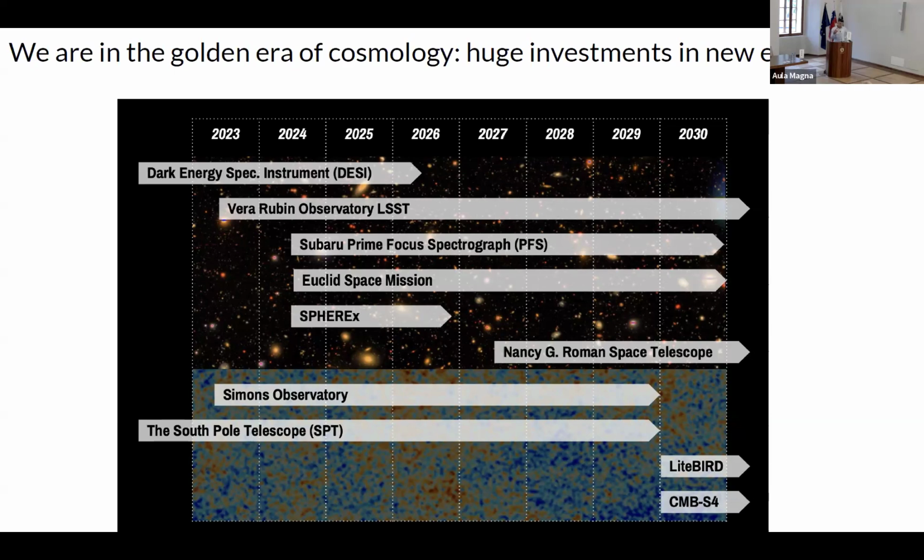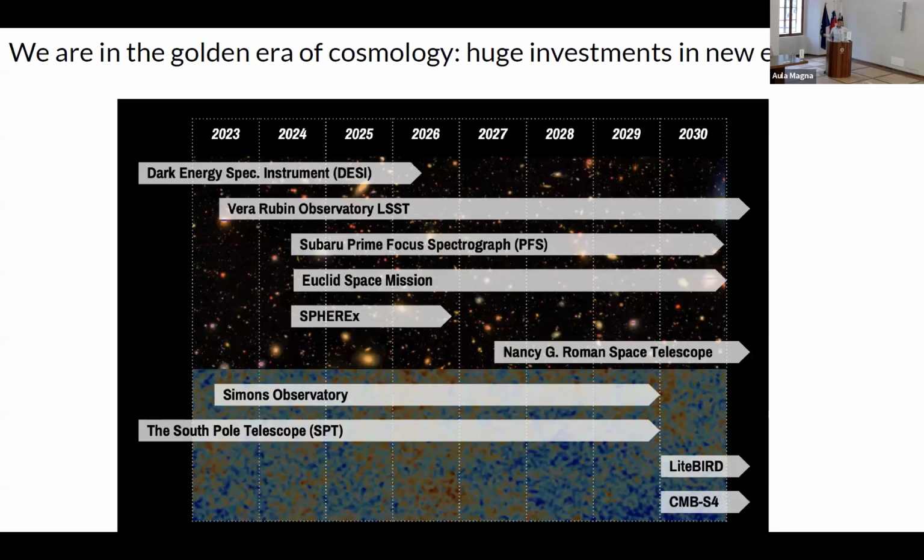Similarly, in the imaging domain, there are ongoing surveys such as Hyper Suprime-Cam and future surveys such as Rubin Observatory or LSST. Euclid has already launched and is already taking data. There will be SPHEREx. Then slightly further down the line, there will be the Roman telescope. So there's a lot of these telescopes and surveys that are going to be taking data.